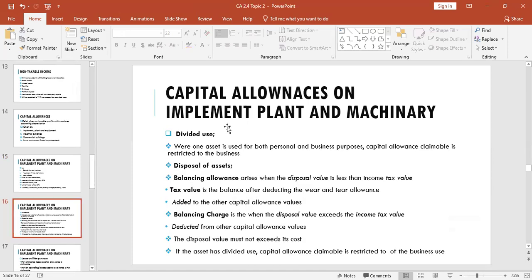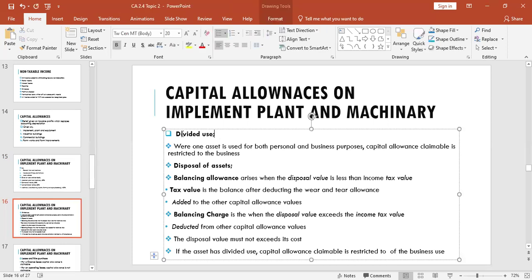So now, what if an asset, for instance, we've got a small business, then we've got a vehicle, let's say a Mercedes Benz that is used for personal errands as well as for business purposes. It's used for both business as well as personal errands. So that's divided use. If an asset is used for both personal errands as well as business purposes, it has divided use. I'll give an example.